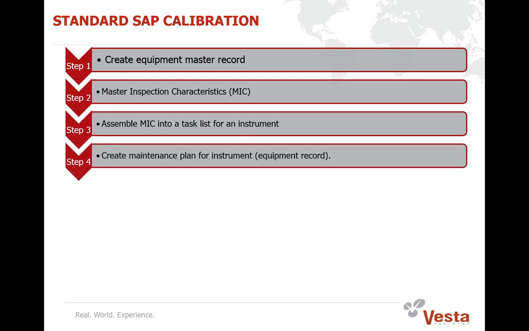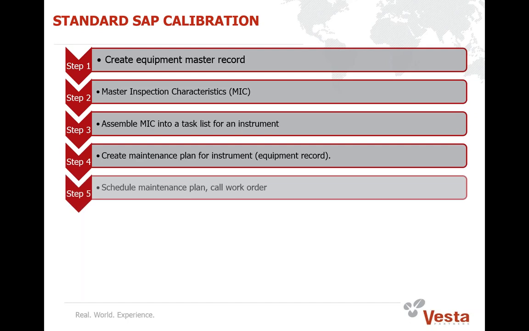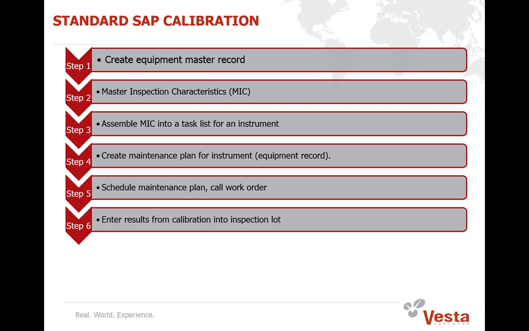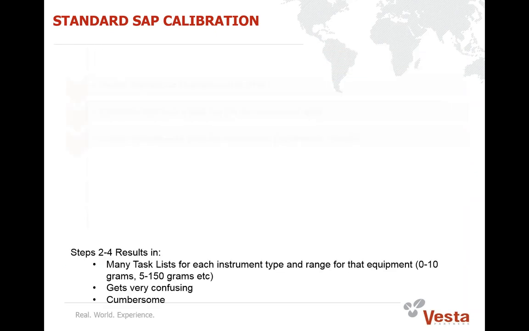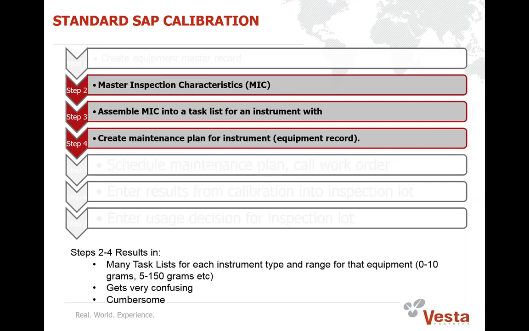You create a maintenance plan referencing the task list in step 3. You schedule your maintenance plan and call the work order. And then you enter your results from calibration into the inspection lot, and you take a usage decision for that inspection lot. Steps 2 through 4 that I've highlighted here is where a lot of work has to take place. Creating the master inspection characteristics for each of your different equipment types is quite cumbersome, and then assembling those into different task lists is equally cumbersome because each of those task lists is specific to an equipment.